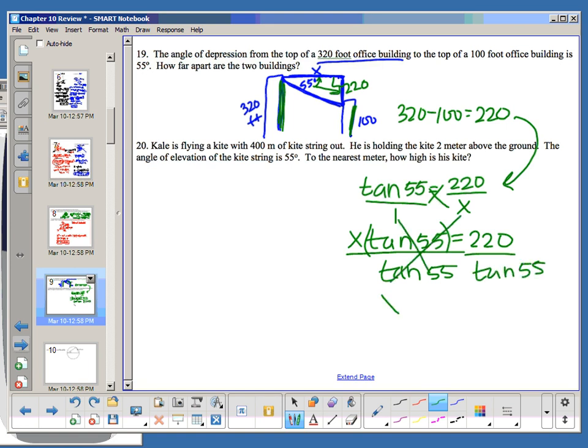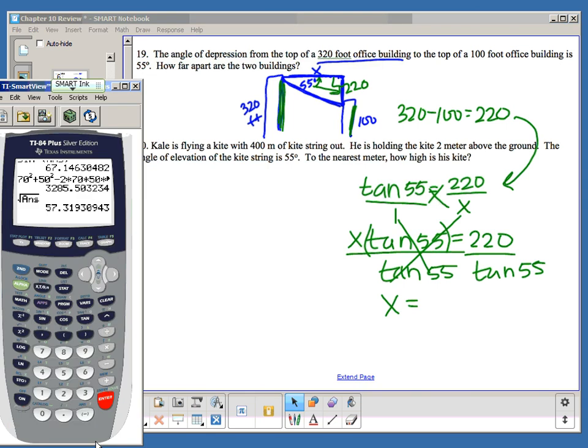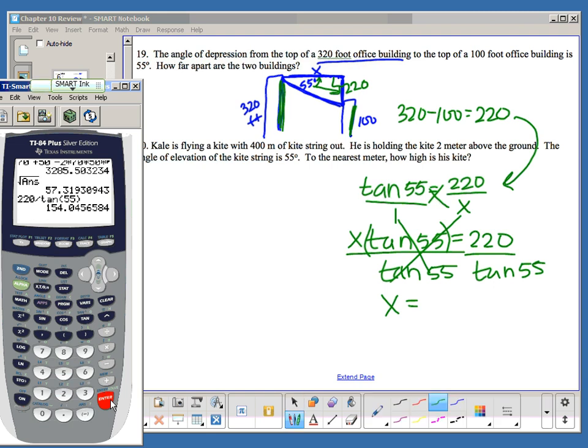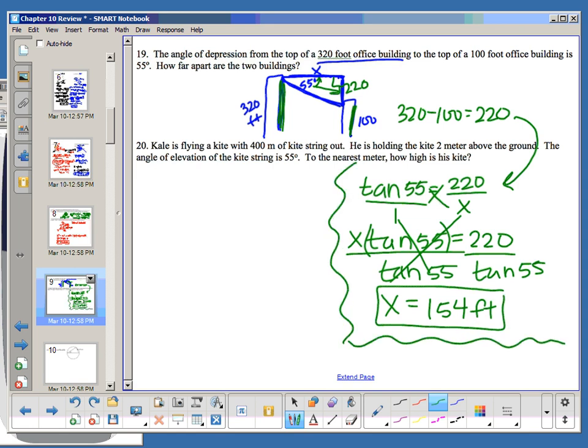That's now gone. I'm left with x equals 154. We'll just leave it at 154. 154 feet apart, those buildings are. Okay, so I'm just going to leave that up. Just note that goes to that top one.